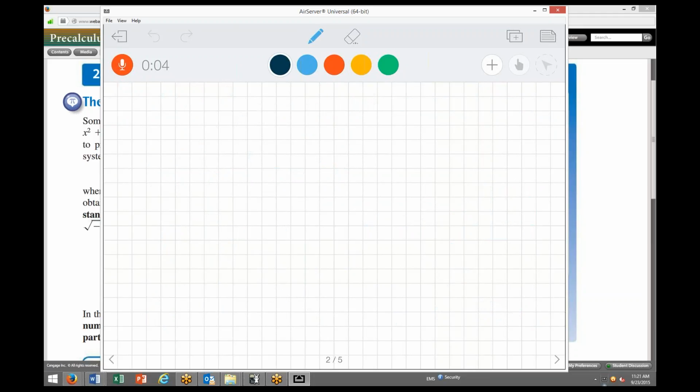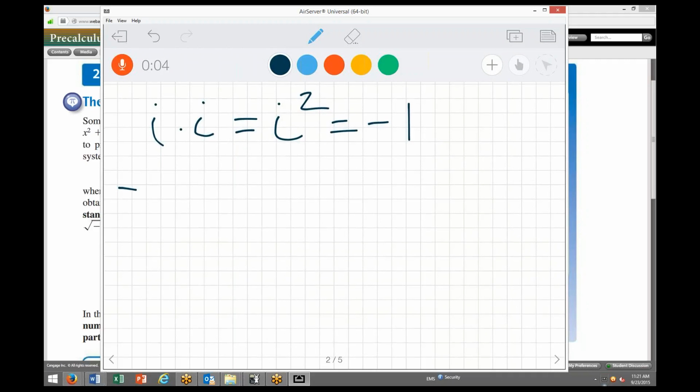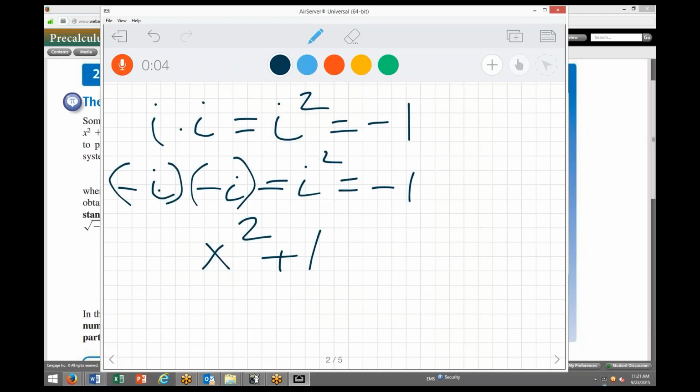let me go on to another page here. So i times i is equal to i squared, and that's negative 1. And even negative i times negative i is also i squared. So indeed, both i and negative i are solutions to the equation x squared plus 1 equals 0. So we have our new imaginary number now, i. That's the unit imaginary number.